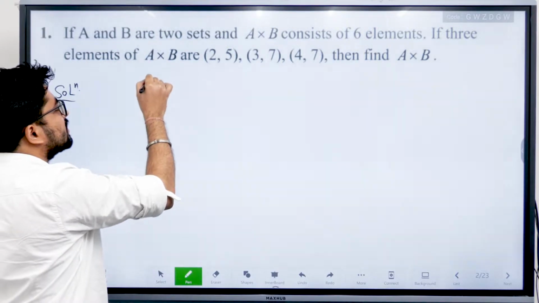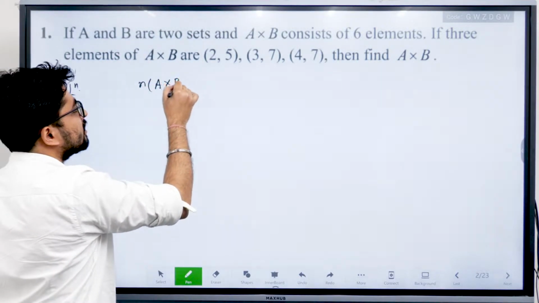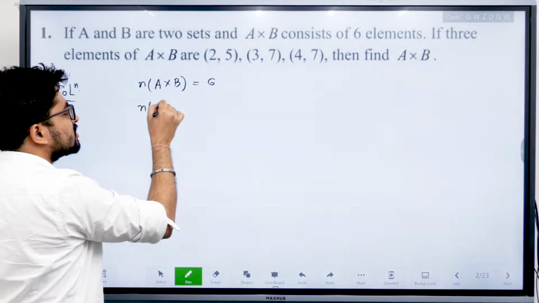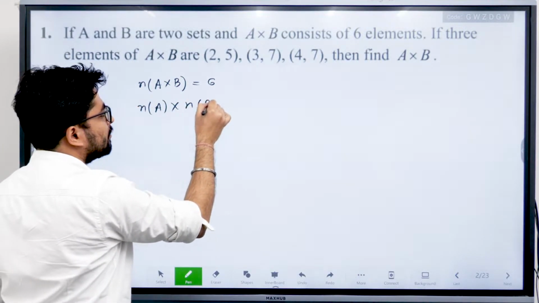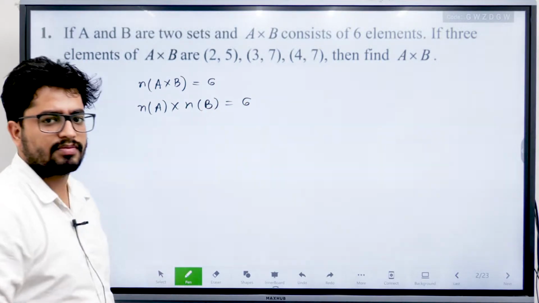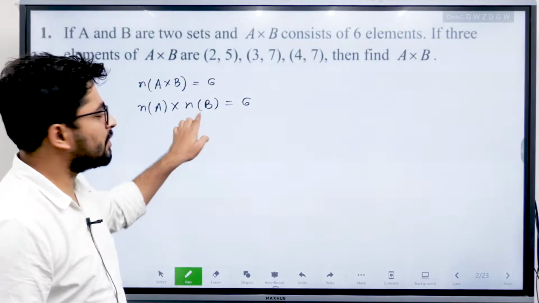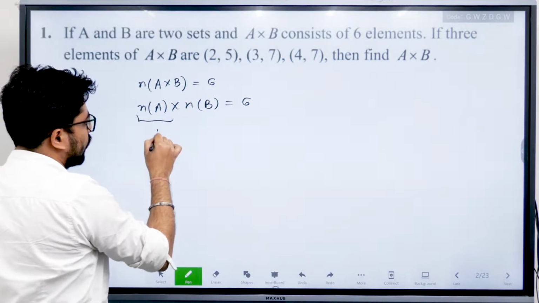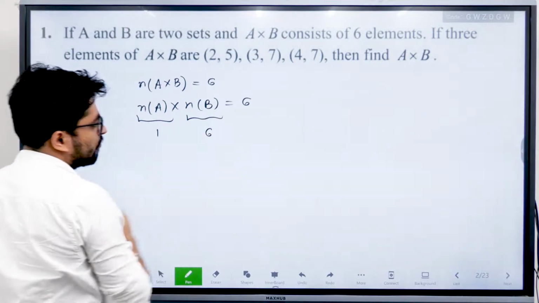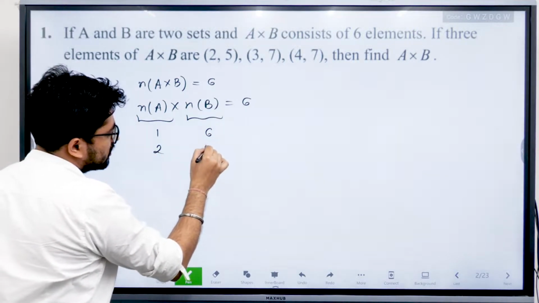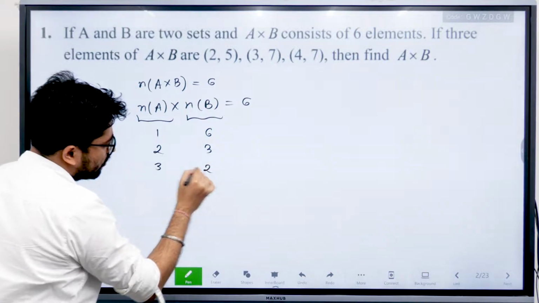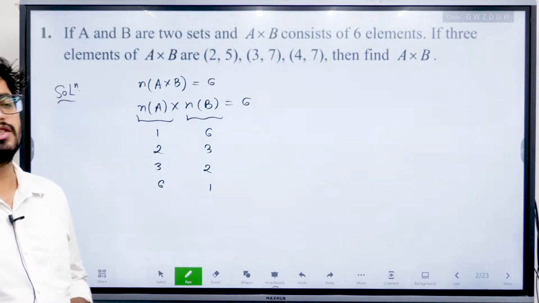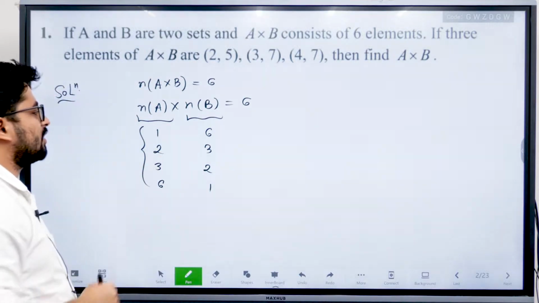Sir, we know the number of elements in A cross B is 6. And the number of elements in A cross B means the number of elements in A times the number of elements in B, and this is equal to 6. The numbers of elements in A and B are whole numbers. So either A has 1 element and B has 6, if it is 2 then this is 3, if it is 3 then this is 2, and if it is 6 then this is 1. So these are the possible cases for the number of elements in A and B.